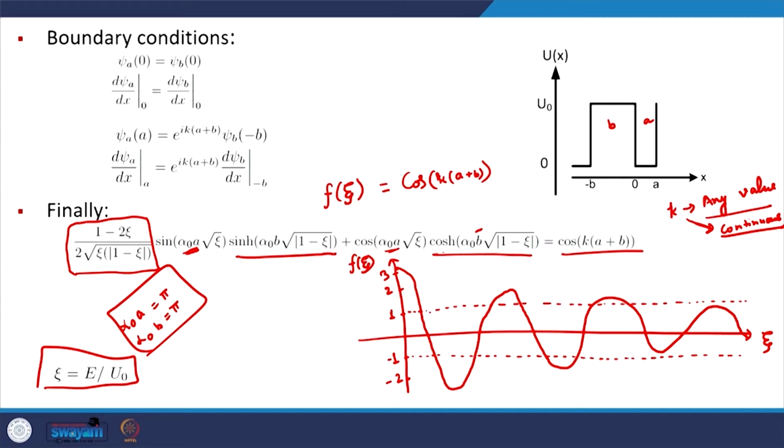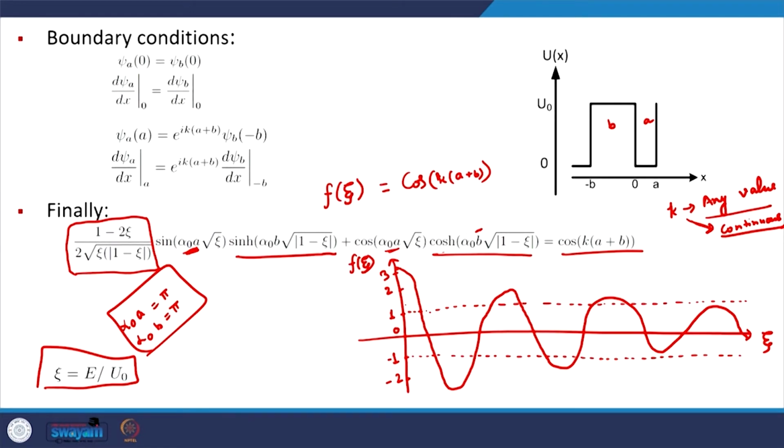So, those values of xi which make the left hand side function greater than +1 or less than -1 will not have any k value corresponding to them. What it means is those energy values will not have any k value corresponding to them, which means those energy values are not permitted for the electrons. Electrons cannot occupy those energy levels, that is the physical intuition behind the solution of this equation. So, let us see it here.